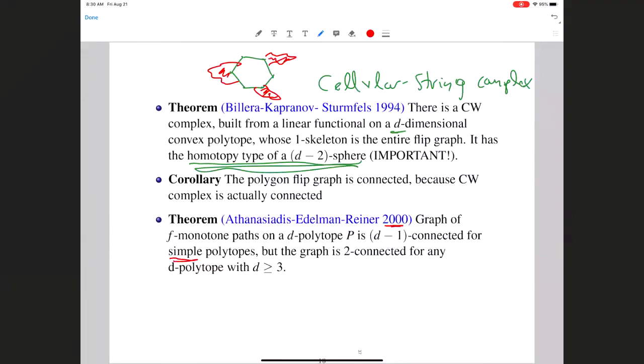But in fact, in general, the graph can be just barely connected sometimes. Or some nasty polytopes can be very degenerate. But in general, the graph is at least connected, right? So that's good. We are trying to understand this graph. For example, I would like to apply this graph to understand the lengths of the paths, or to understand what happens if I do a random walk on this flip graph, how does it look for a random monotone path.